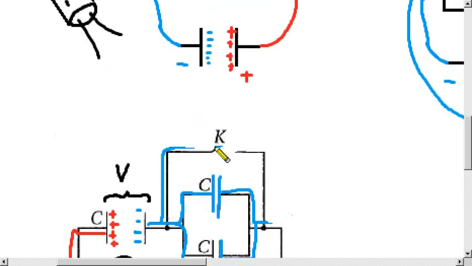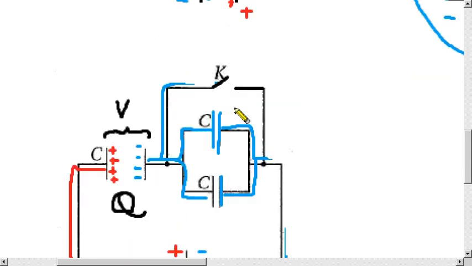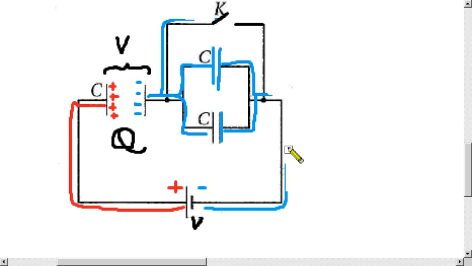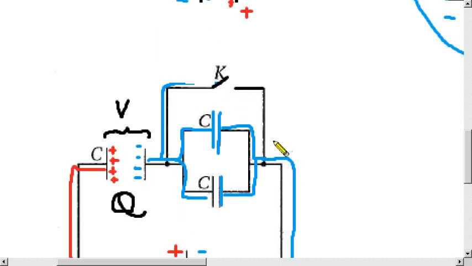Now the switch is open like this. So then you can't see this battery connection. Up to this level the connection is available. This connection is still available up to this level, but this connection vanishes. This connection you can no longer see, because the switch is opened.